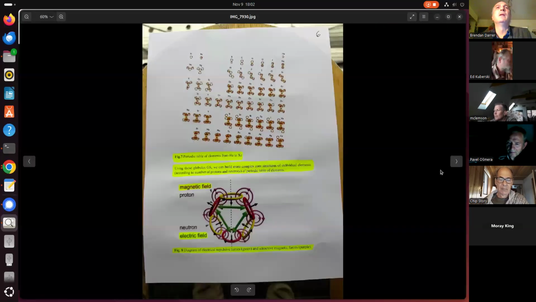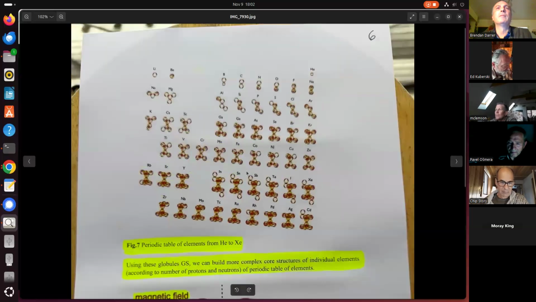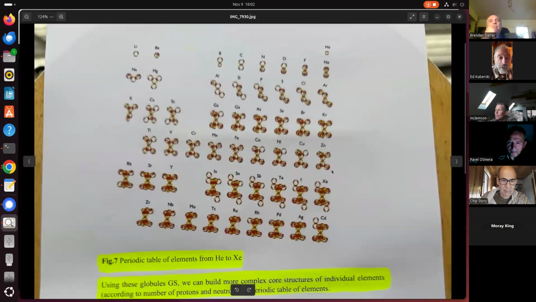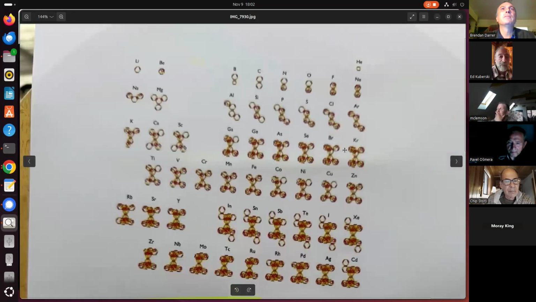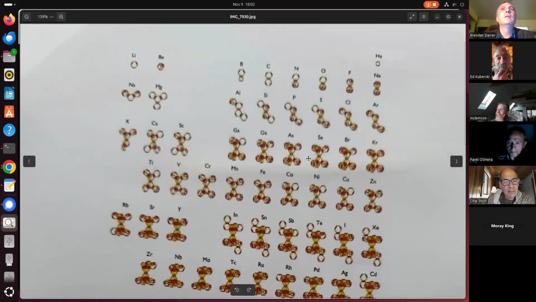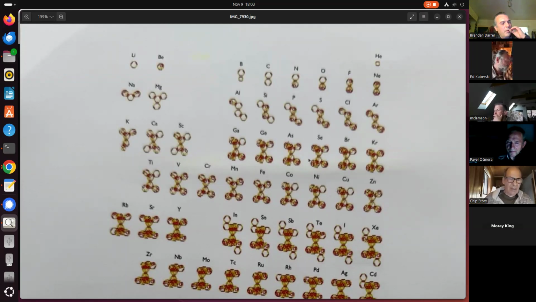So let's go to the next one, and this shows the periodic table of elements. Pavel, if you've got all of this in an email, I would love to see it, because this is amazing, you guys. He's basically taken the whole classical view and said this is not what it looks like. This is what it looks like according to my theories, right? So this is the periodic table of elements.